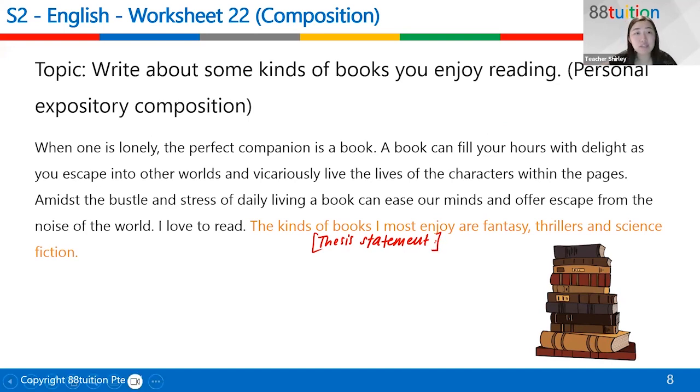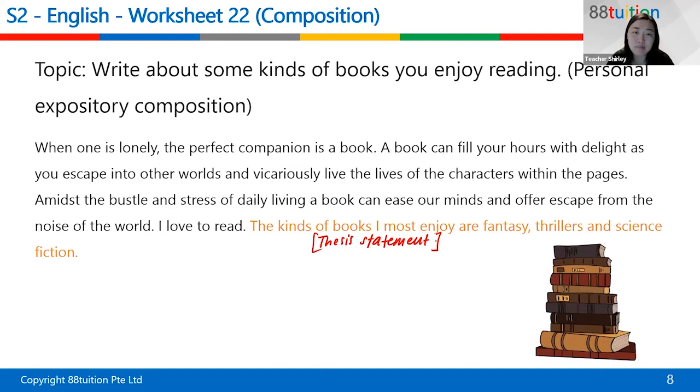Okay, so the topic is: write about some kinds of books you enjoy reading. So this one is a personal expository compo, right? So you can say, when one is lonely, the perfect companion is a book. A book can fill your hours with delight as you escape into other worlds and vicariously live the lives of the characters within the pages. Amidst the bustle and stress of daily living, a book can ease our minds and offer escape from the noise of the world. I love to read.